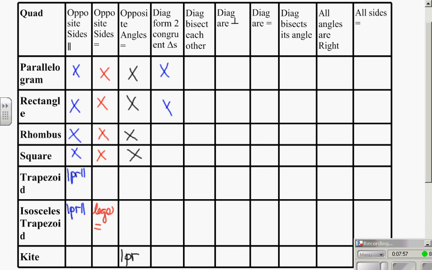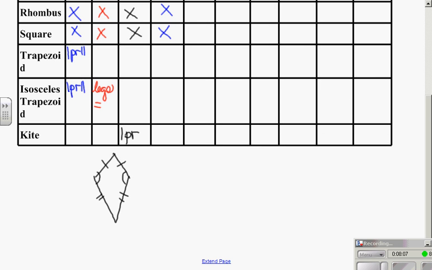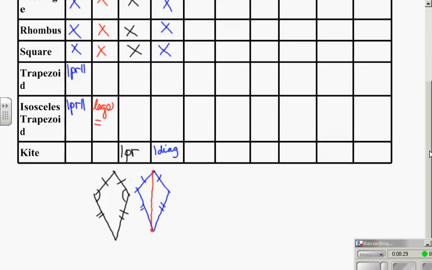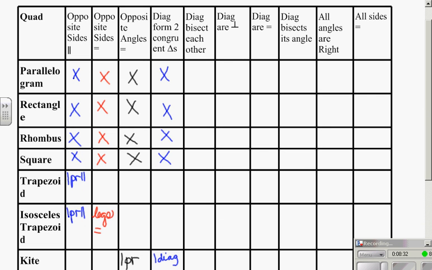Forming two congruent triangles, that was one of our parallelogram properties, so that applies to rectangles, rhombus, and squares. Does not apply to a trapezoid, and it does not apply to isosceles trapezoid, but it does apply to one of the diagonals of a kite. And again, if I draw my kite with my consecutive sides being equal, the diagonal that goes from equal vertex to equal vertex, the line of symmetry, is the one that makes two congruent triangles.